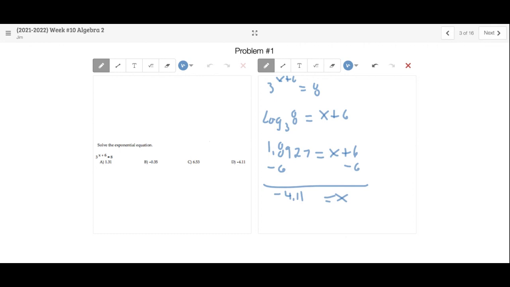Mode wouldn't make any difference with logs. The mode only deals with whether you're in radian mode or degree mode, so that wouldn't make any difference on the calculator. But if you're having trouble with your calculator, just use Desmos. And Desmos is awesome because you can change the base to anything you want.